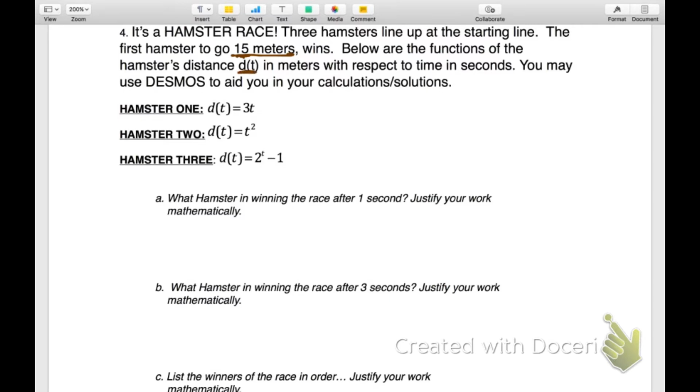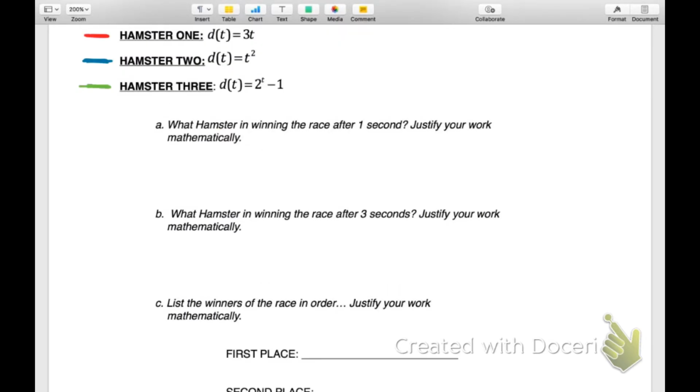So again, that just stands for y. So y is in meters with respect to time in seconds, so the x-axis is going to be seconds. You may use decimals to aid your calculation solutions. Okay, so we want to go ahead and start plugging this into decimals. Well, all 3 of them. Okay, so I went ahead and plugged it into decimals.